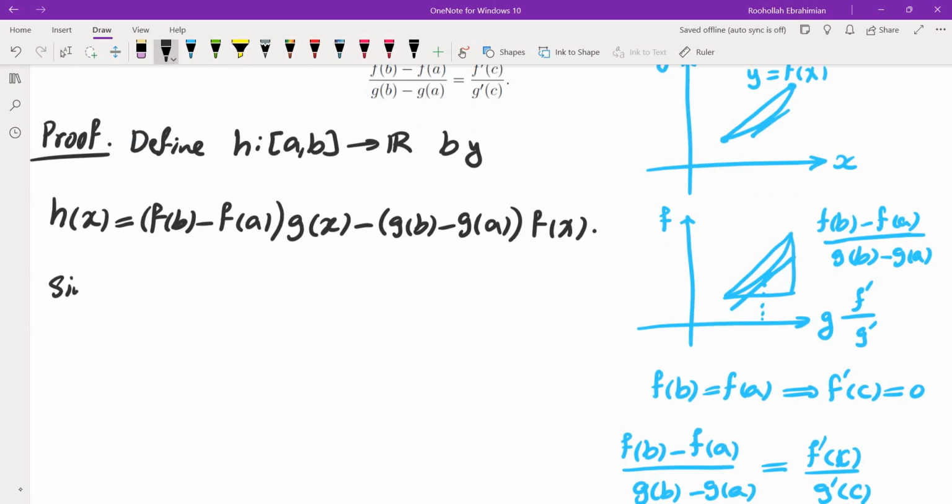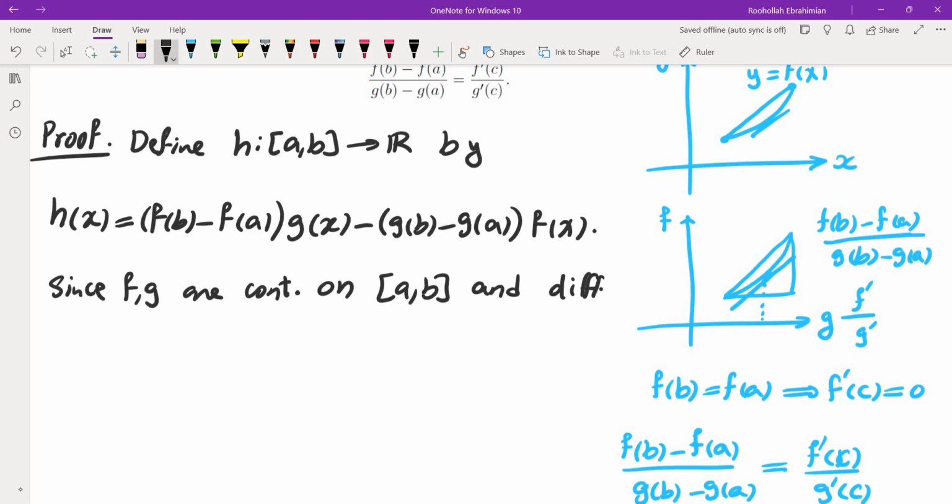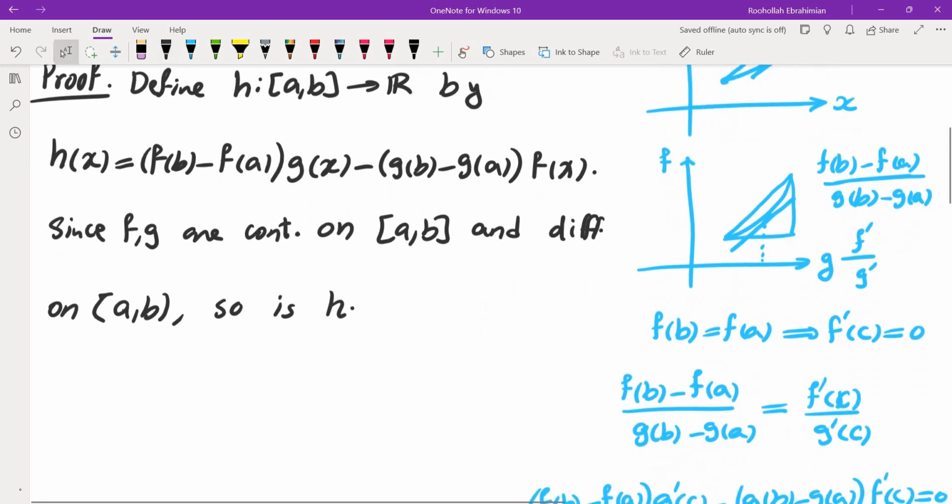Since both f and g are continuous on the closed interval [a, b] and differentiable on the open interval (a, b), so is h. So h is a continuous function over the closed interval and differentiable over the open interval. Now let's evaluate h(a).